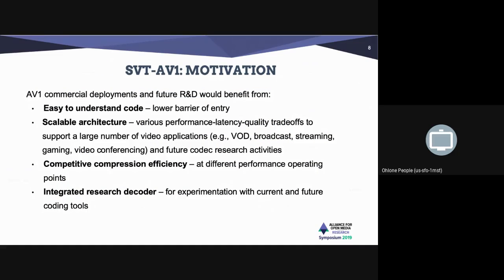So going now to SVT Everyone. The motivation behind SVT Everyone is to build a commercialized Everyone encoder that can also be used as a platform for future research and development, and that benefits from the easy understanding of the code and the full scalability provided by the architecture. Also, the competitive compression efficiency, as well as the integrated research decoder.